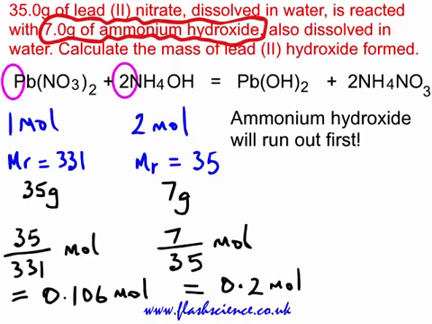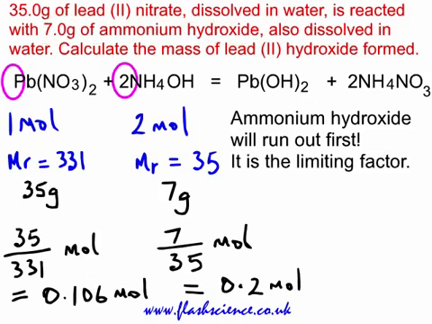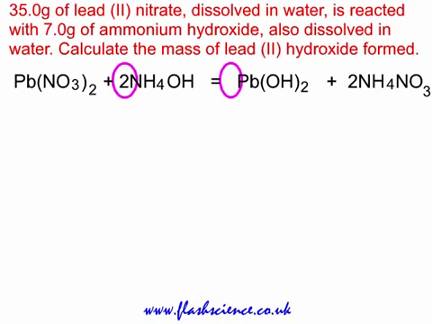They react in the ratio 1 to 2. And you'll notice the 0.106 is a slight excess. Actually, what will react here will be 0.1 moles of lead nitrate with 0.2 moles of ammonium hydroxide. So in this case, the ammonium hydroxide is the limiting factor. We say the lead nitrate is in excess. What will control, therefore, the mass of lead hydroxide formed will be the limiting factor, namely the ammonium hydroxide.